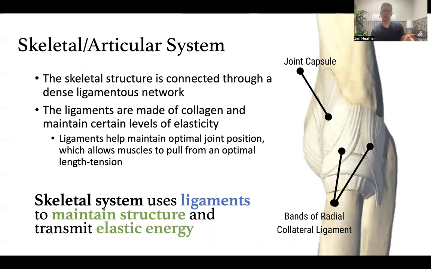Looking at those a little bit more in depth with our skeletal and joint system, the skeletal structure is connected through this dense ligamentous network. So bones are all held together through joint capsules, through a lot of different ligaments that maintain the integrity from bone to bone, and that makes up our joint structure. The ligaments are made of collagen and they need to maintain a certain level of elasticity. So those ligaments help maintain the optimal centered joint position, which then gives the muscles the best angles to pull from. And that's really important.